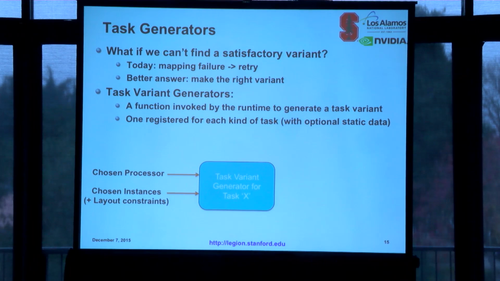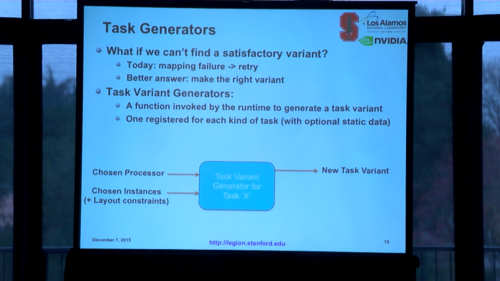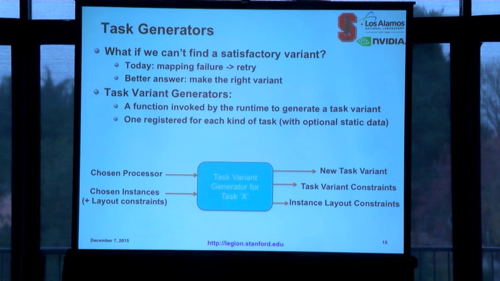We'll pass in the processor that you chose. We'll also pass in all the instances that were chosen and all their layout constraint information. And this task variant generator can spit out a new task variant that says, this is the variant that you should actually use for this particular chosen processor and layouts. It can also spit out some constraints that say, these are the task constraints under which you can use this variant or reuse this task variant. And it'll also specify additional constraints on the layout under which you can reuse this task variant.